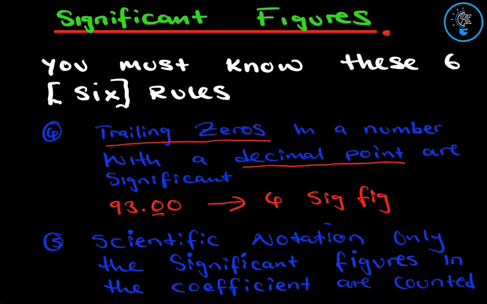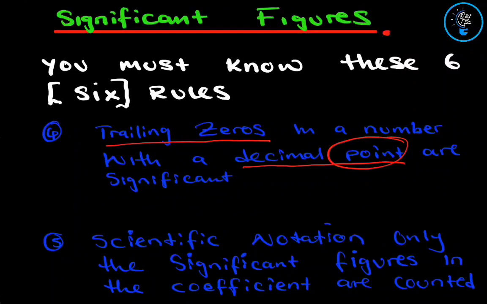The reason why? The zeros at the end this side, they are what we call trailing zeros. And since there is a point, we can say they are what? They are significant, because this rule states trailing zeros in a number with a decimal point are significant. So there is a decimal point. So these trailing zeros must be counted as significant. So we have 4 significant figures.